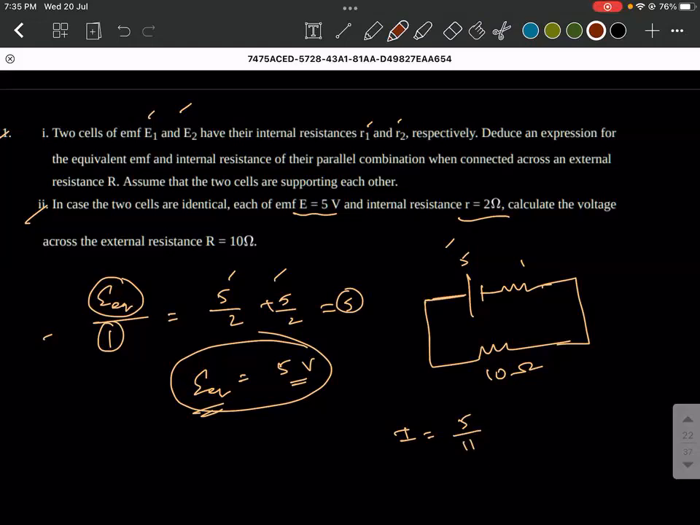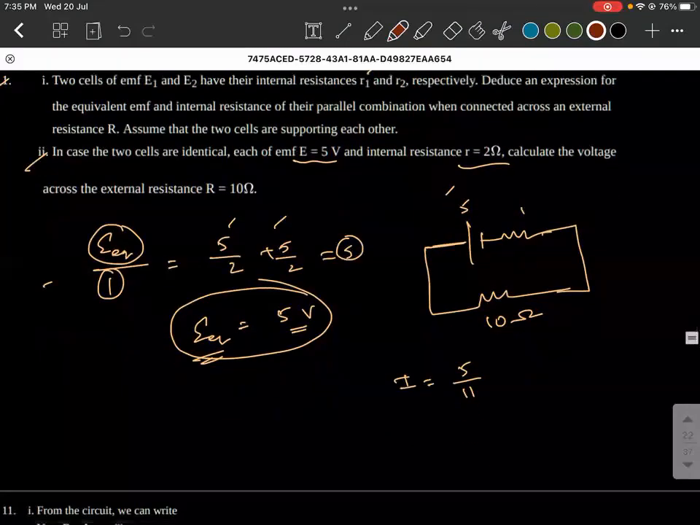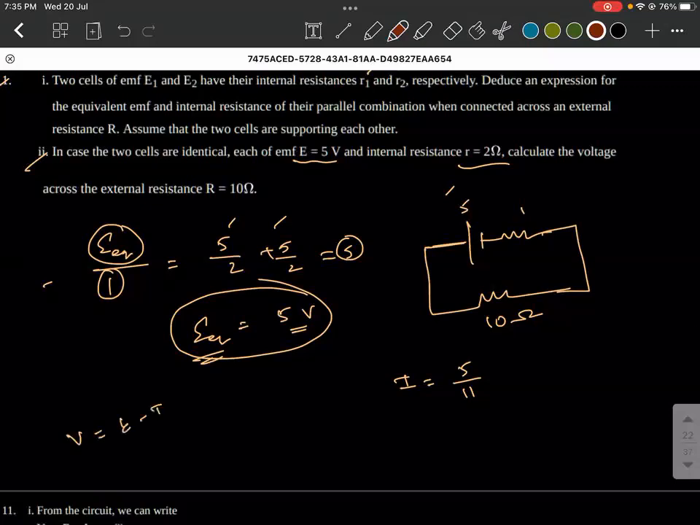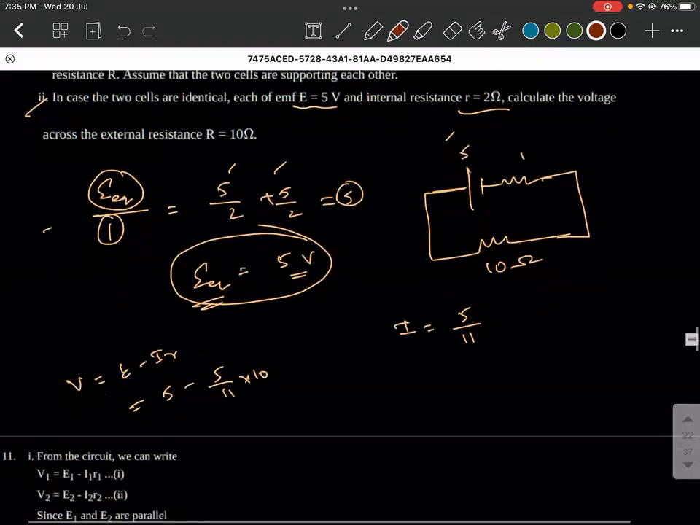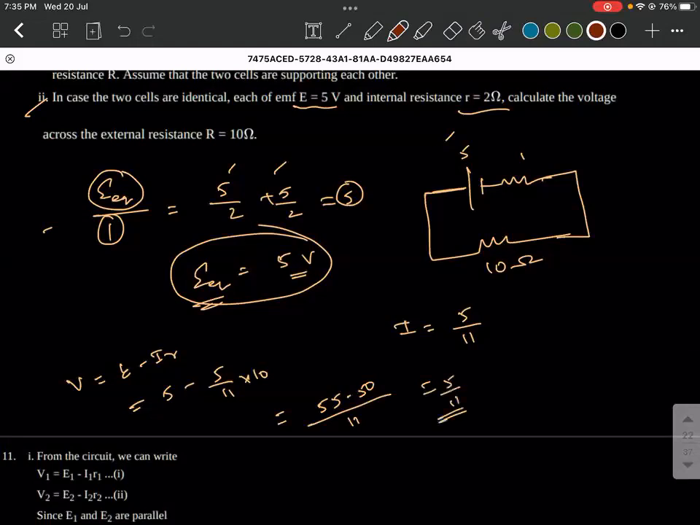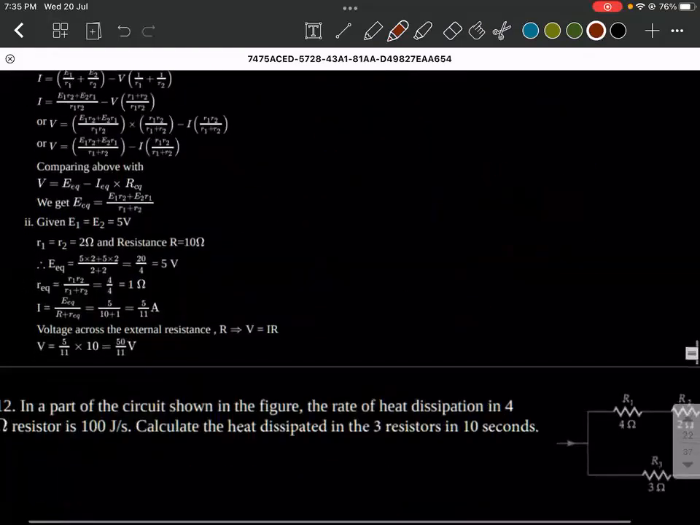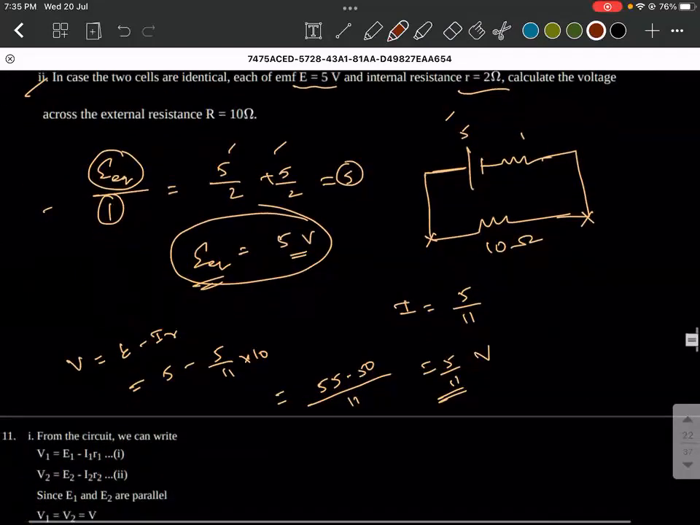And they want the voltage across the external resistance R. So V is equal to E minus Ir. E is 5 minus I is 5 by 11 into r is 1. So 55 minus 5 divided by 11, that is going to be 50 by 11. So it is 50 by 11 volt that is going to occur across the terminals of the 10 ohm resistor.